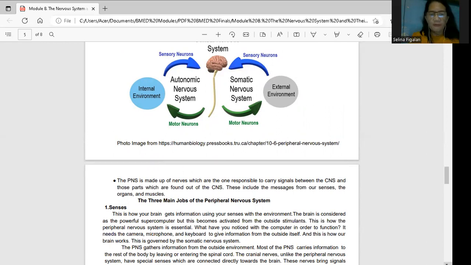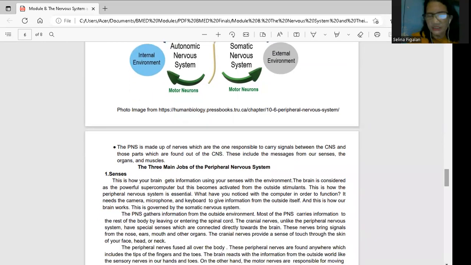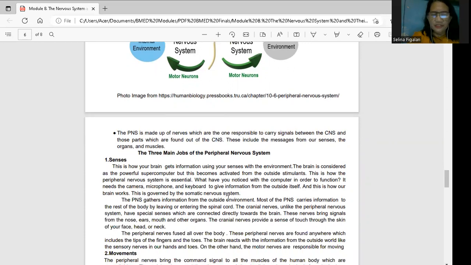Okay, there are 3 major jobs of your peripheral nervous system. So the senses. So we are using our sense, the sense of touch, the sense of hearing, the sense of sight, and so on. So the PNS gathers information from the outside environment. So di ba, ito yung outside world. Tapos ang PNS, if there is something with the nerves, okay, the PNS, pag meron na siyang reaction doon, for example, pag nasaktan ka or binato ka, okay, that is external factor. And then it carries the information using the nerves going to the spinal cord, going to the brain.